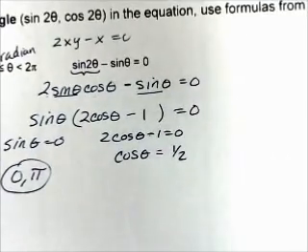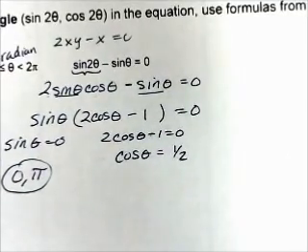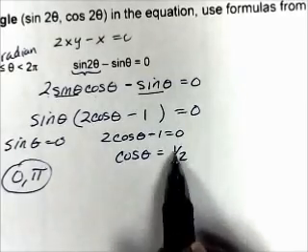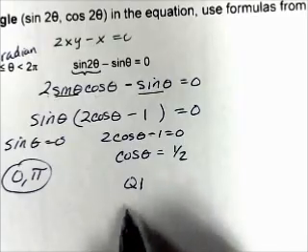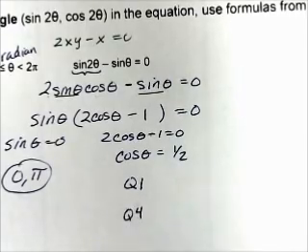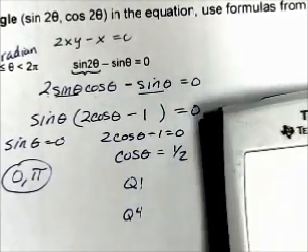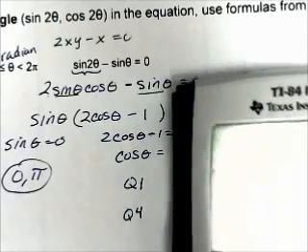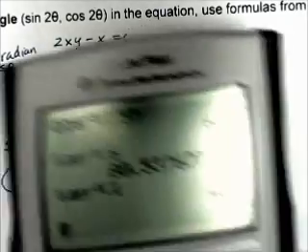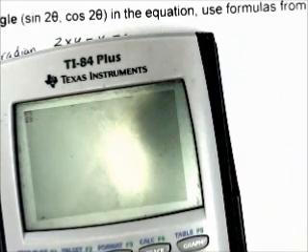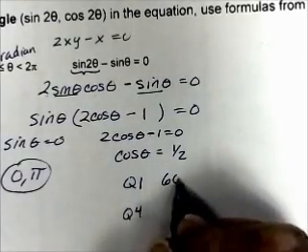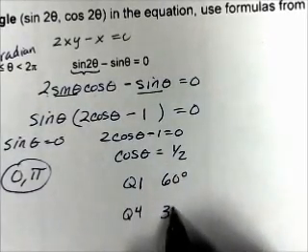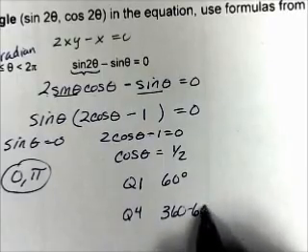For cosine theta equals 1/2, this is a positive value. Cosine's positive in quadrant 1 and quadrant 4. The reference angle would be its own angle in quadrant 1. So second cos 0.5, 60 degrees. And then in quadrant 4, 300. 360 minus 60 is 300.